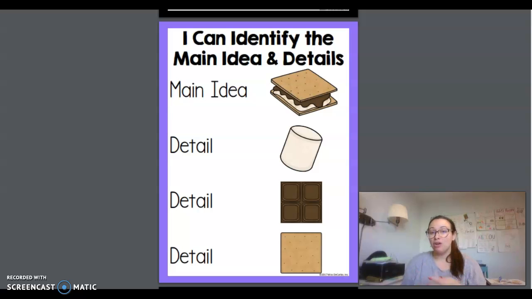Today we're going to be working on something called main idea. What a main idea is, it's the whole picture of something. So it's what something's all about. So we're going to use this s'more as an example. So the main idea would be the entire s'more.